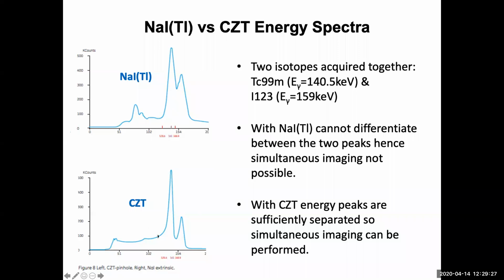For the CZT semiconductor detector, we can differentiate between technetium-99m and iodine, because we have two separate peaks, so it can easily differentiate them. This kind of imaging can be done with a semiconductor detector. This is the meaning of energy resolution.